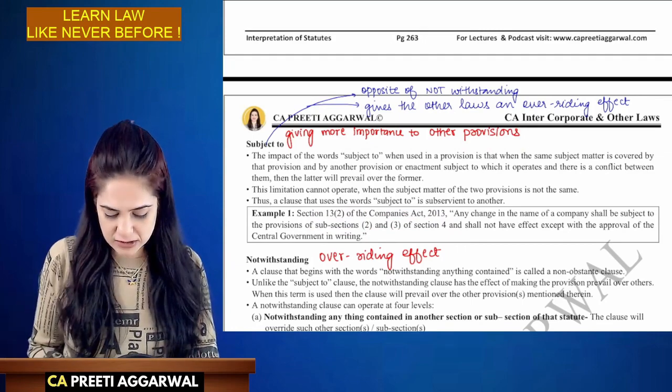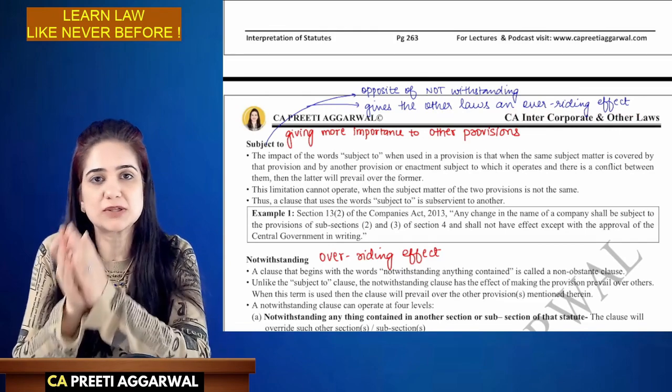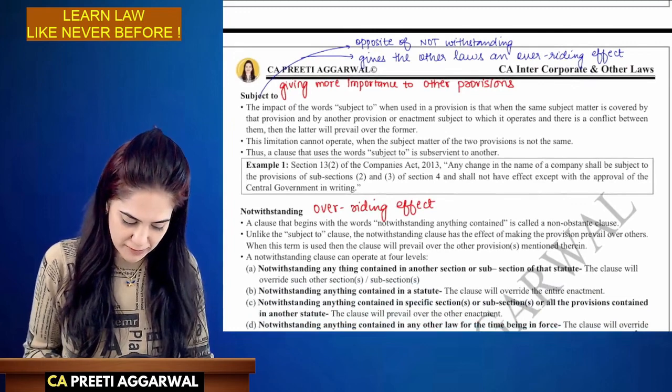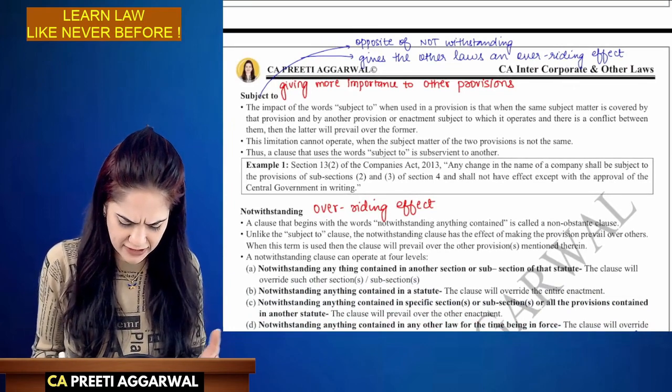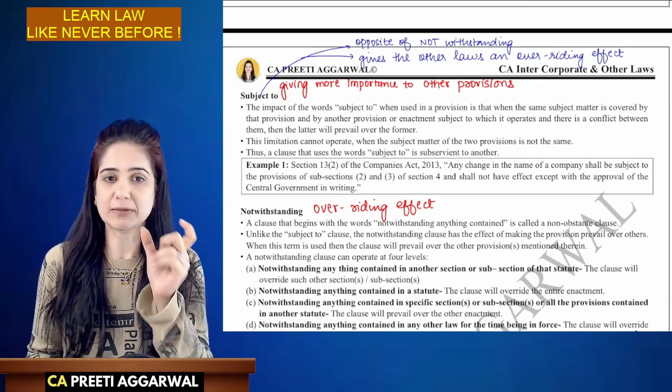It gives the other laws an overriding effect. So we are giving more importance to the other. When there is a conflict in the subject matter covered by that provision, and you are giving more importance to the other provision, then we will use the words subject to.